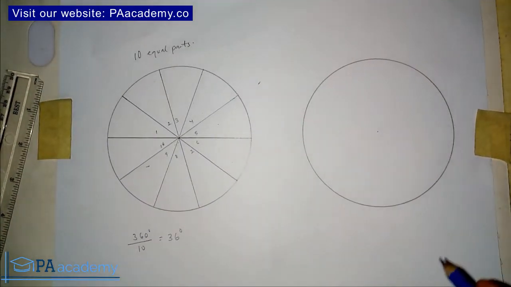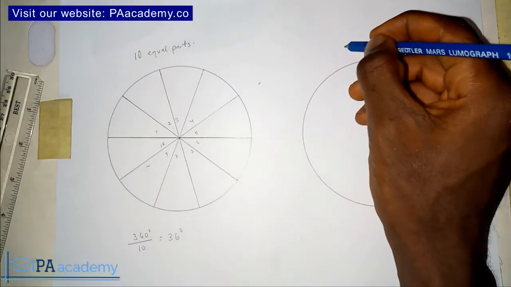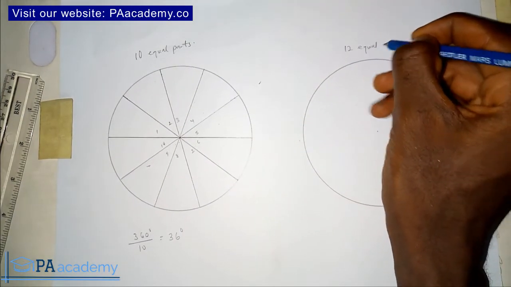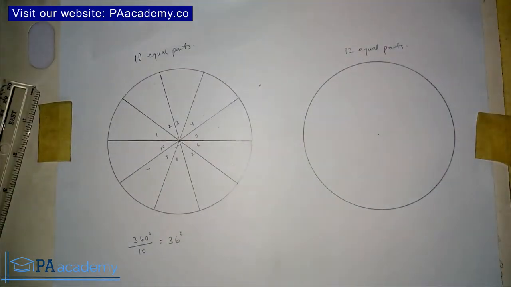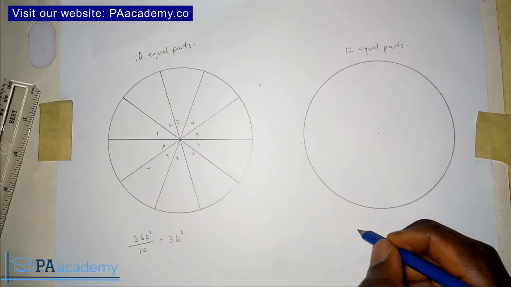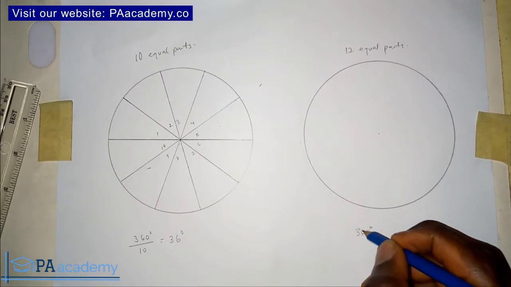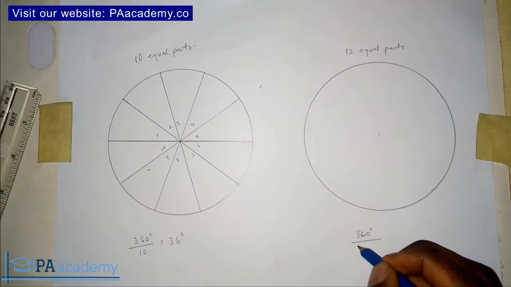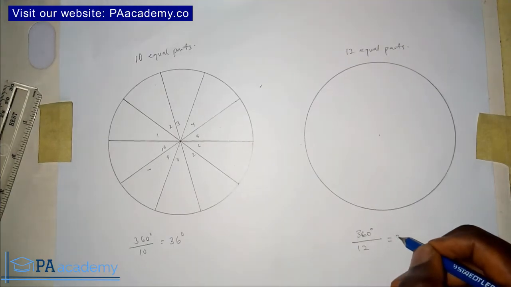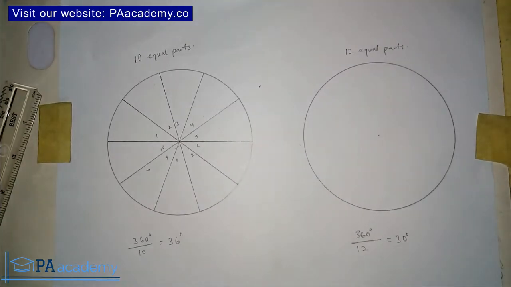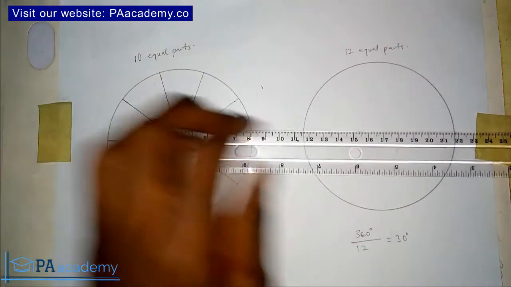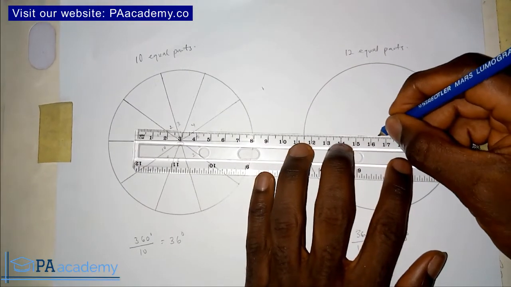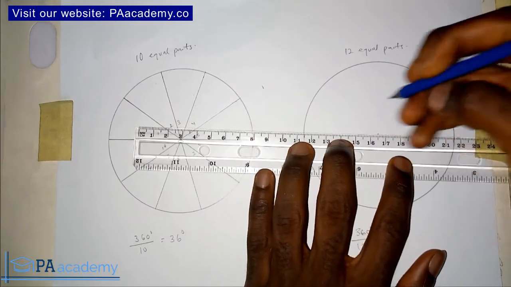So now let's do the last one, which is 12 equal parts. So now that we're working with 12 equal parts, let's do this again. That will be 360 degrees divided by 12. So that will be 30 degrees. So that means they're going to be at 30 degrees apart. So for 12 also, if you're working with 12, go ahead and divide it into 2. So go ahead and draw your diameter.